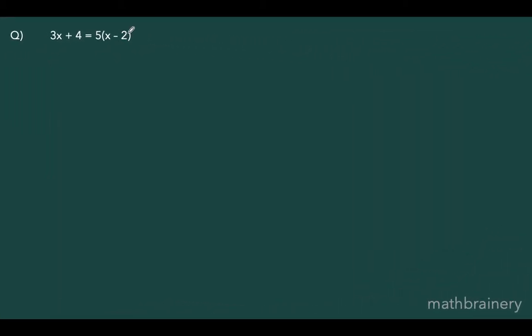3x plus 4 is equal to 5 times x minus 2. Let's simplify this RHS term, that is, simplify this term which involves brackets. To expand the brackets, we are going to multiply this 5 with every term here. 5 times x will be 5x, minus 5 times 2 is 10.